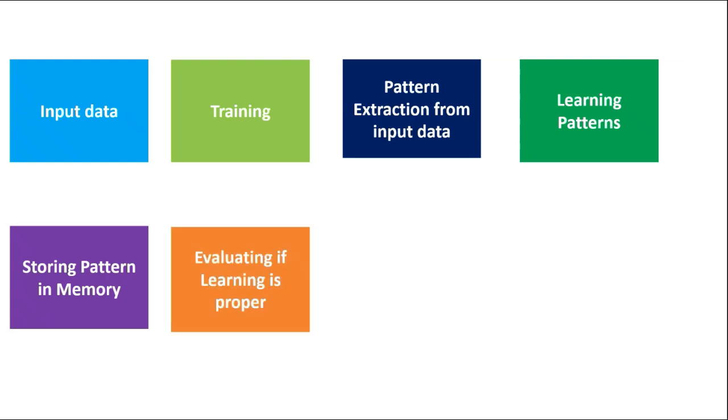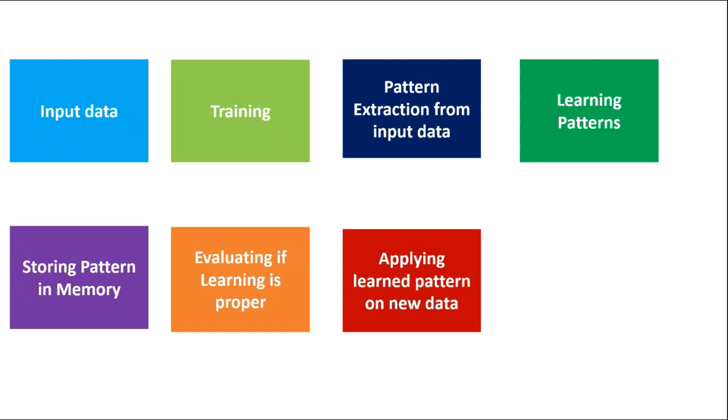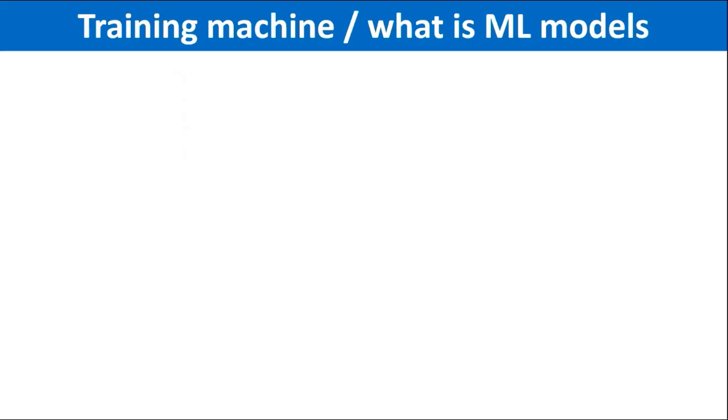Evaluating if learning is proper. Then applying learned patterns on new data. And if needed, retraining the whole process. And the goal was to reach a stage where he was able to identify or predict that this is a dinosaur, and the classification of the dinosaurs. So with these keywords in mind and with this analogy of how we trained a kid, let us move further and try to understand training a machine, or what machine learning models are.